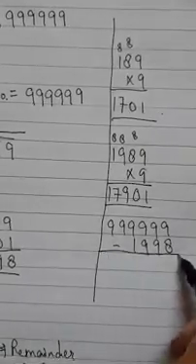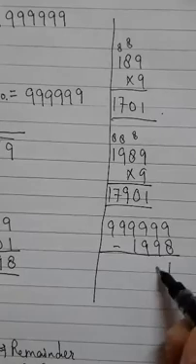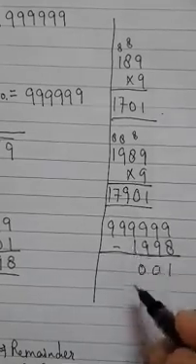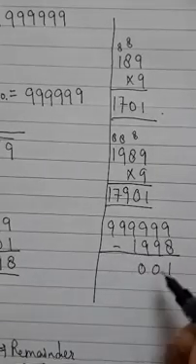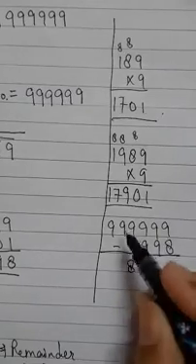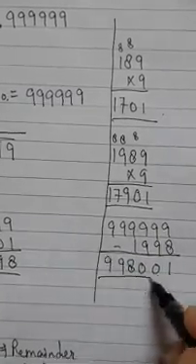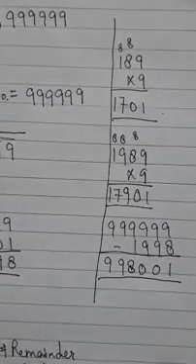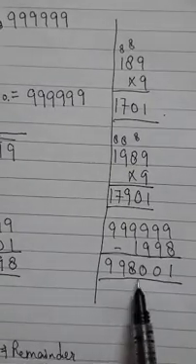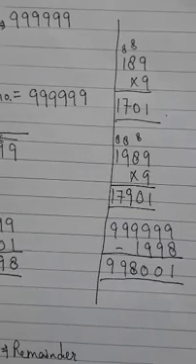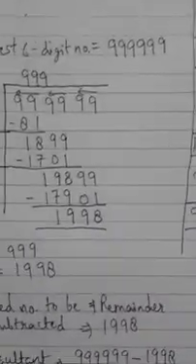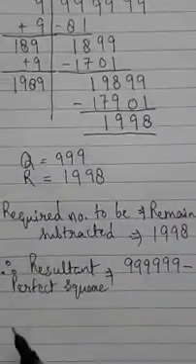Let us do it. 9 minus 8 is 1. This is 0, this is 0, and 9 minus 1 is 8. Then what do we have? We have 9 and 9. So the resultant number, which is a perfect square and it is a 6-digit number also, is 998001.